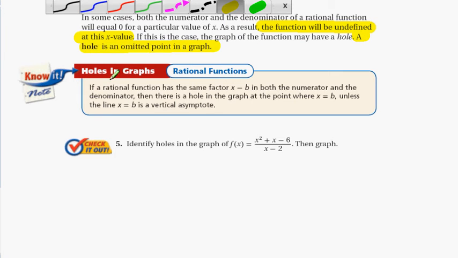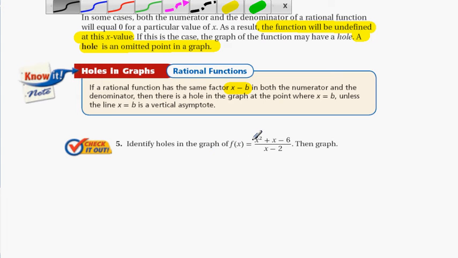All right? So, if a rational function has the same factor x minus b in both the numerator and the denominator, then there is a hole in the graph at the point where x equals b, unless the line x equals b is a vertical asymptote. So we're going to look at a specific example and see how this plays out.